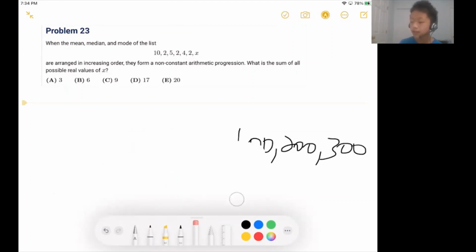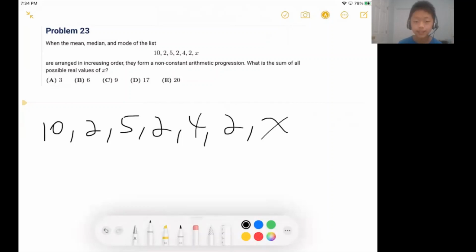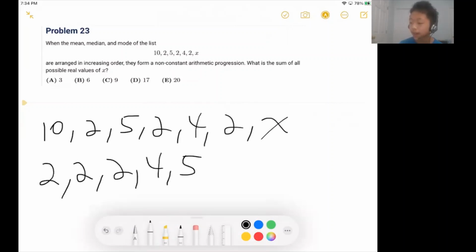So to solve this question, we have the set of values 10, 2, 5, 2, 4, 2, x. This is also an extremely common type of question, and usually the first thing you want to do is arrange these numbers in sorted order. If we sort the numbers from smallest to largest, I can write them as 2, 2, 2, 4, 5, 10. To be honest, I don't know what x is going to be. x is a variable. I don't know if x is a really small number or a really large number, so I don't know where to put x right now, but let's just put x at the very end for now.